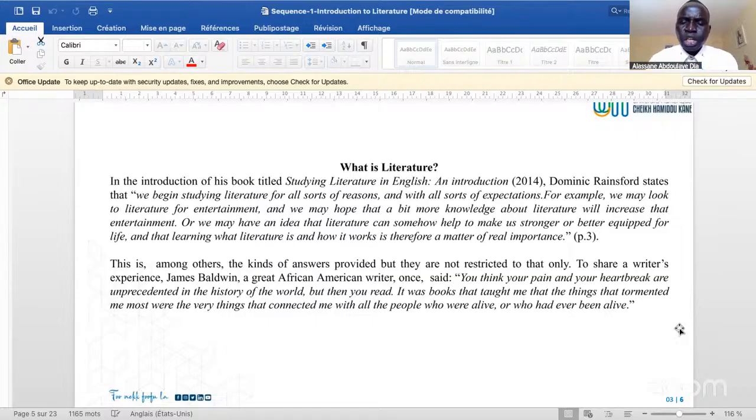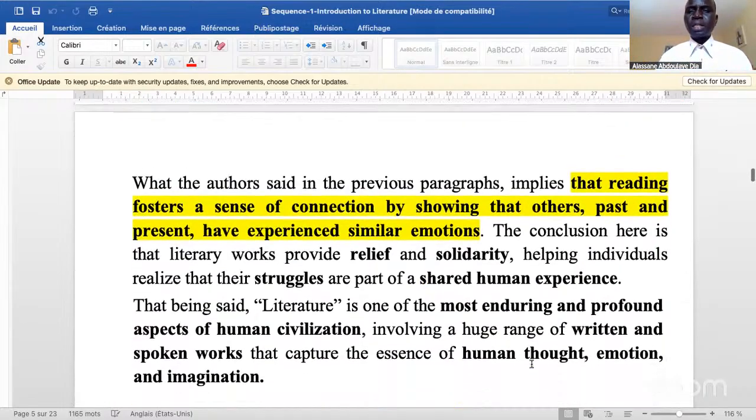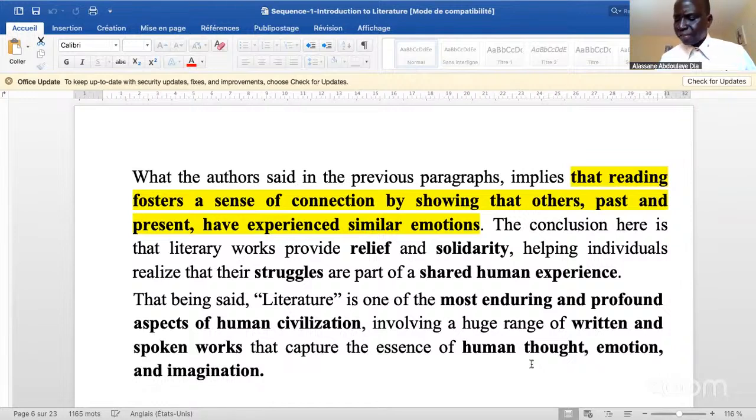So literature is part fiction, part real. Because the fiction comes from the real, and the real merged in the fiction to imagine a world that can be better, or that can look like our world. That's why there is a similarity between those people, the characters, with our real life.